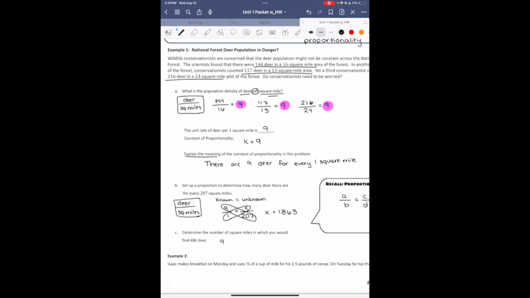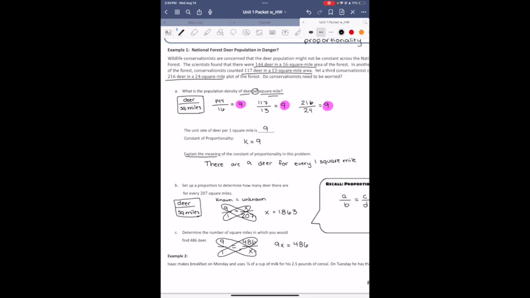So my known, 9 over 1, set equal to my unknown. This time I know that there are 486 deer, but I don't know in how many square miles. Now, this is why it's very important to not just show your work and go through each step, because when we cross multiply here, we get 9 times x equals 486, and this is a one-step equation. So we have to actually solve this for x through one step.